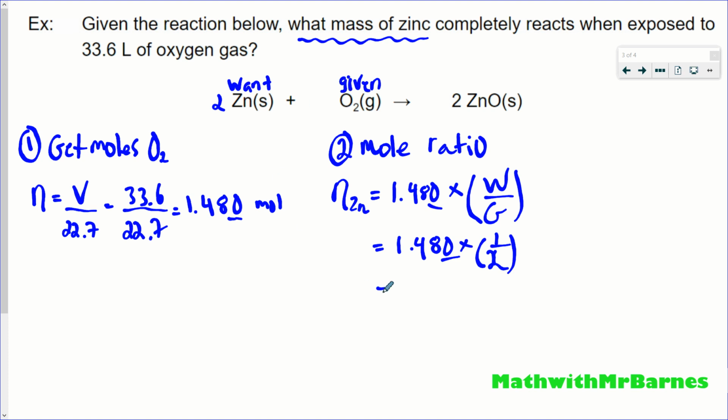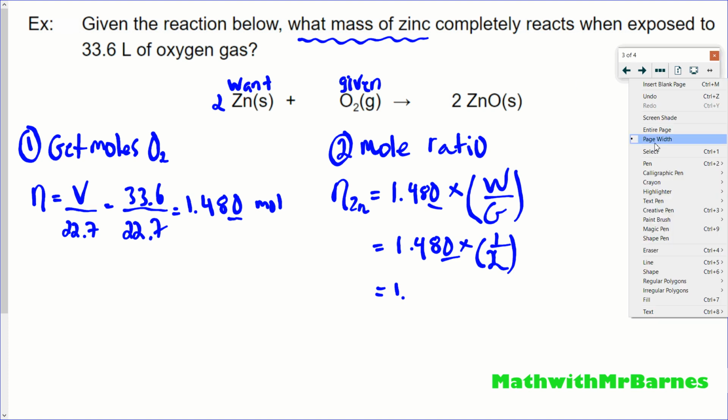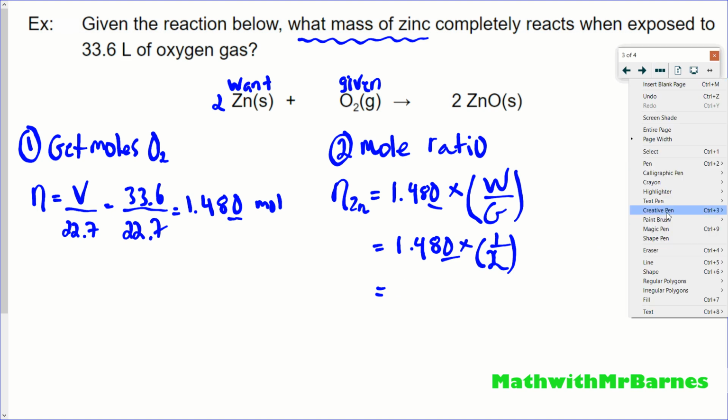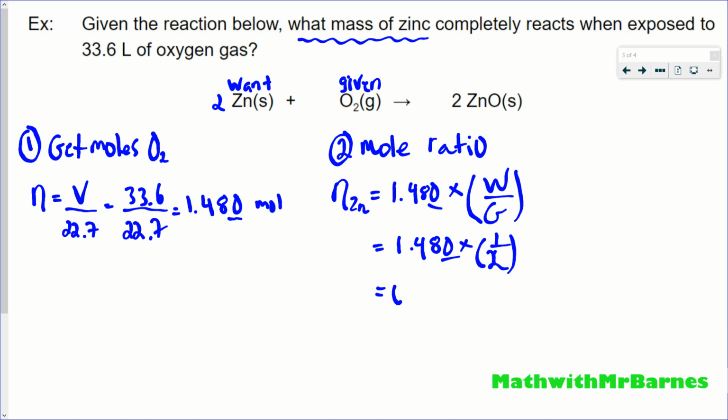All right, so now we just got to take that number and then divide it by 2, and I get 1 point, or sorry, not 1 point. Erase that. All right. 0.740 moles. That's the right number of sig figs there. So that's the moles of zinc. So now it asks us for the mass of zinc.